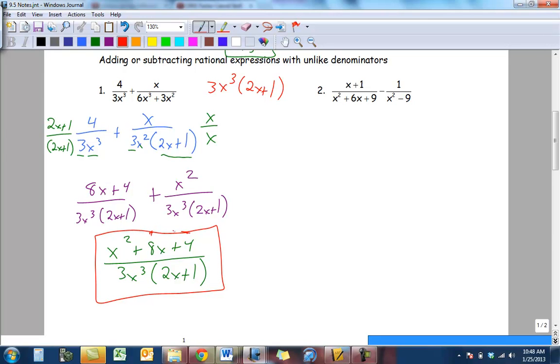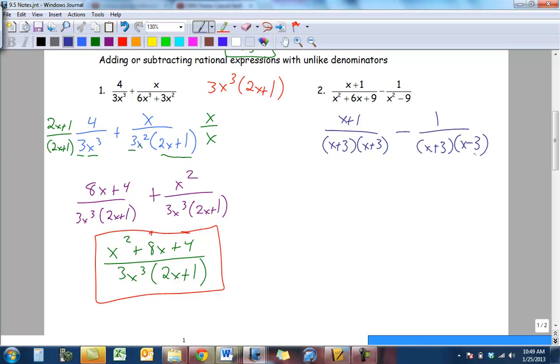All right, just like anything else, you need a common denominator in order to add or subtract. Let's go on to the second one. x plus 1, factor first. What multiplies to 9 and adds up to 6? x plus 3 and x plus 3. Minus 1 over x plus 3, x minus 3.